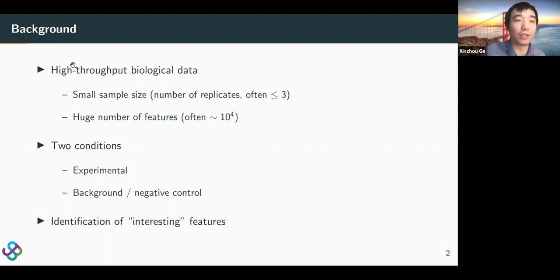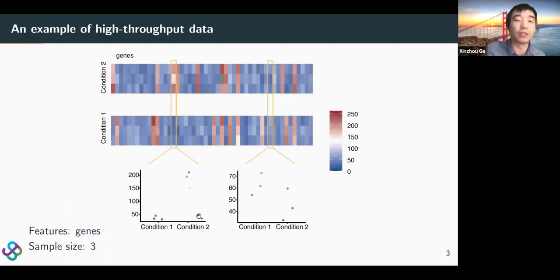So this is how our data look. These high throughput biological data usually have a large number of features but a small sample size. We would like to compare two conditions, one experimental condition and one background or negative control condition, and identify the interesting features, for example genes, by comparing these two conditions. In this example, the first gene may be interesting, and these genes may be uninteresting because they are very similar between the two conditions.